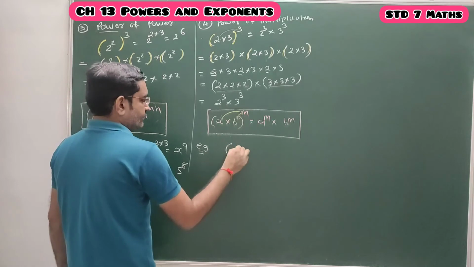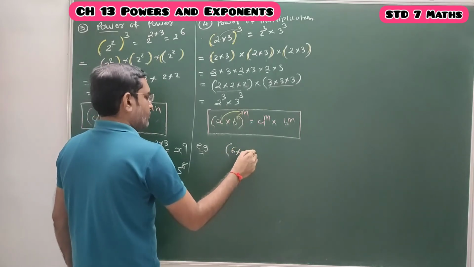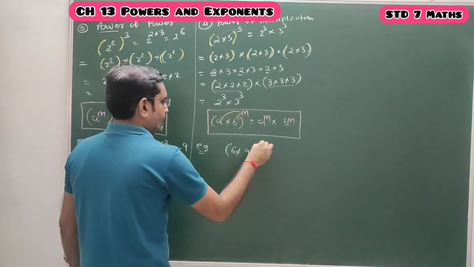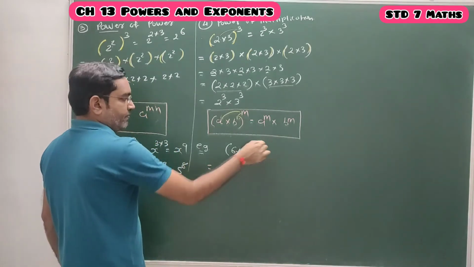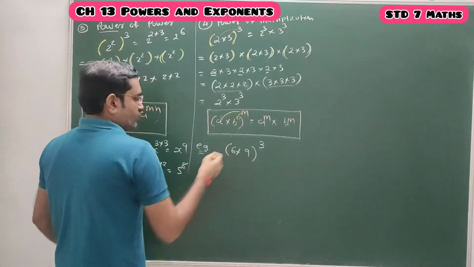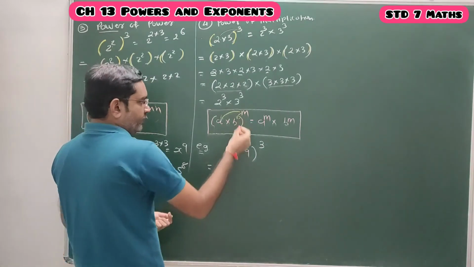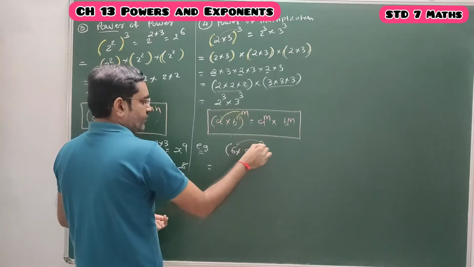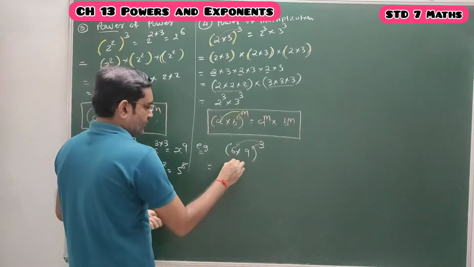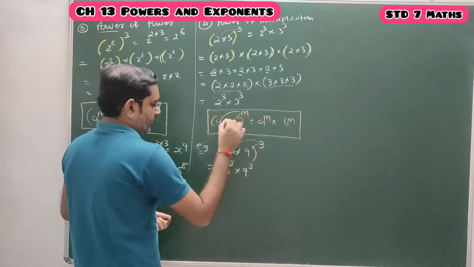For example, if we are given 6 into 9 and whose power is 3, so it's a power of multiplication. Two numbers are in multiplication, whose power is there. So what we can do according to our formula is, 3 power can be applied to 6, 3 power can be applied to 9. So this is equal to 6 cube into 9 cube.